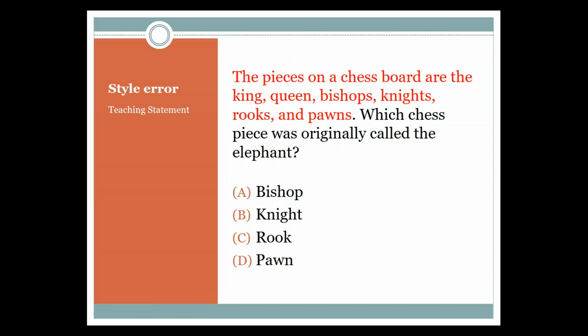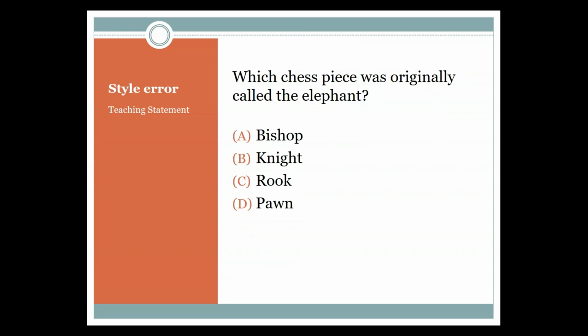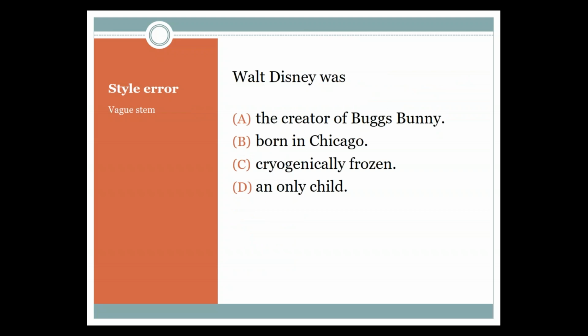So teaching statements, the style error here, we have: the pieces on a chessboard are the king, queen, bishops, knights, rooks, and pawns. Which chess piece was originally called the elephant? That whole first sentence is teaching. It's extra knowledge that's not needed to answer the stem. It takes up the candidate's time. It could help teach information further on in the exam. To take it out, it's a much cleaner item. Which chess piece was originally called the elephant?